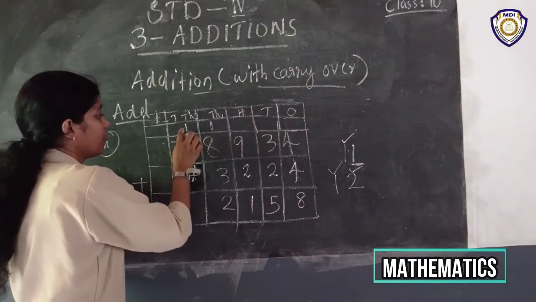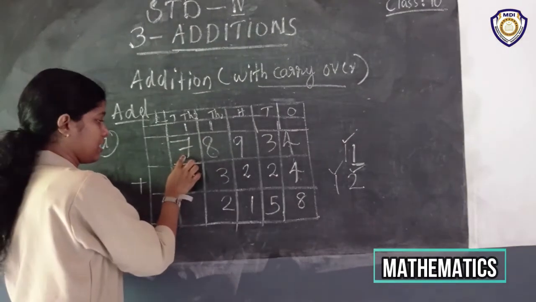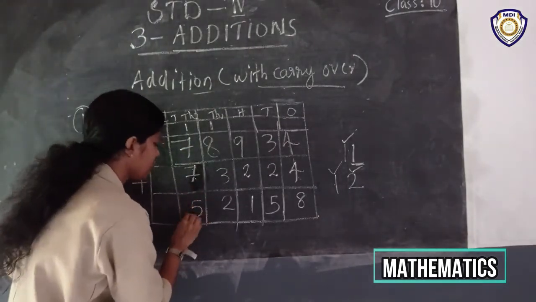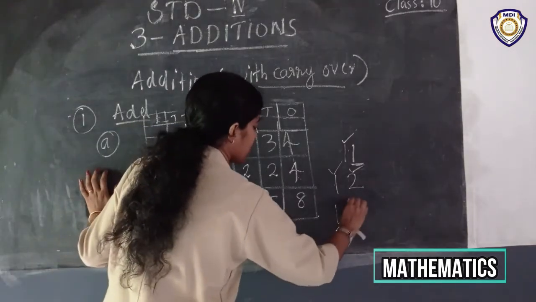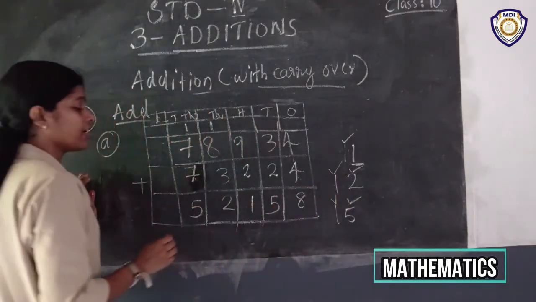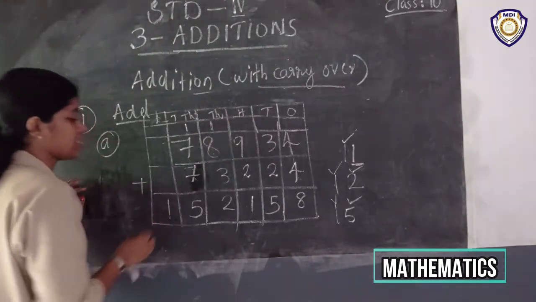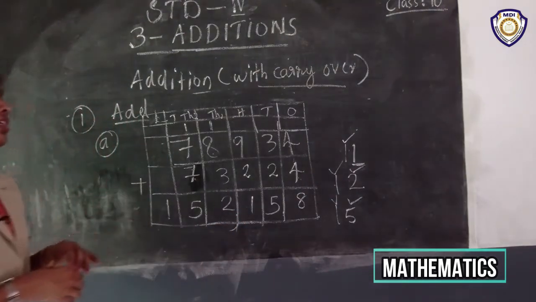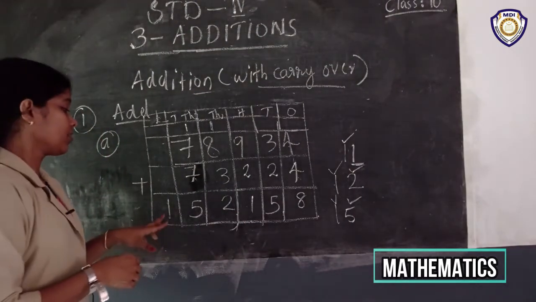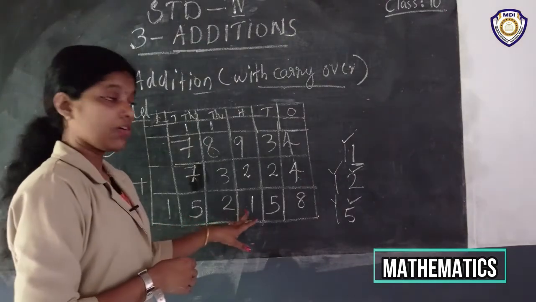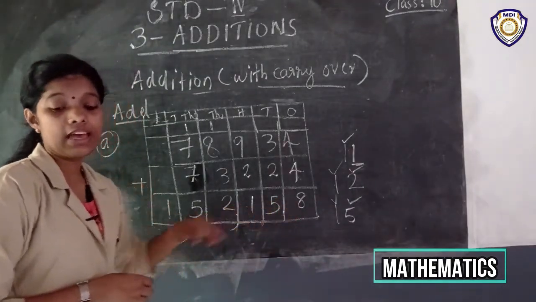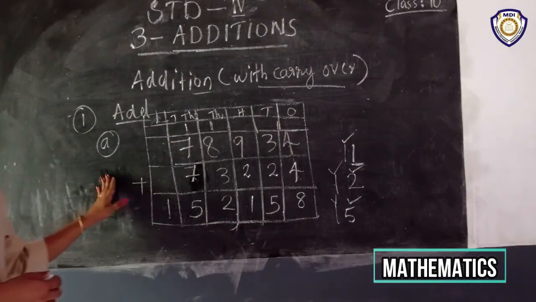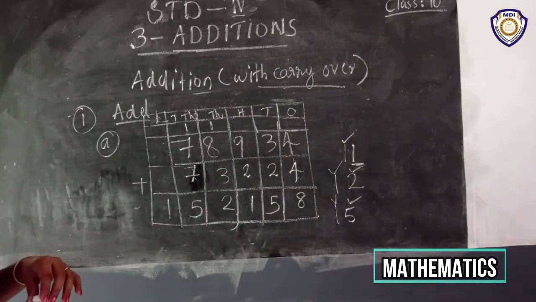Then again 1 plus 7, 8. 8 plus 7, 15. Right, 5 is here. The balance is 1. 1 is carried to the lakh place. Answer is 1,52,158. 1,52,158 is the answer. Okay. Write it.